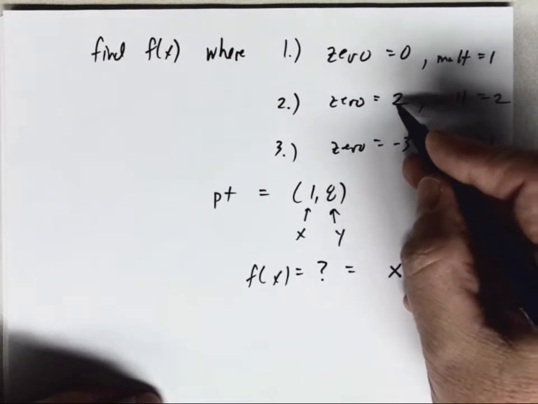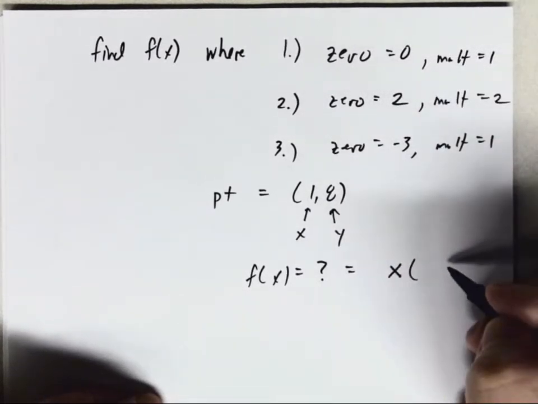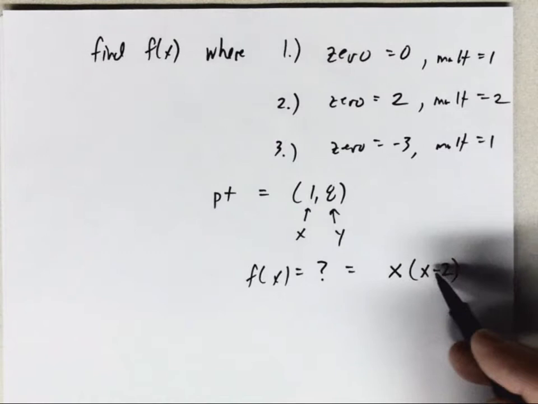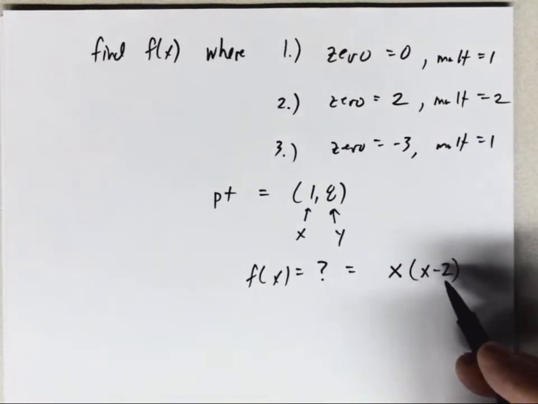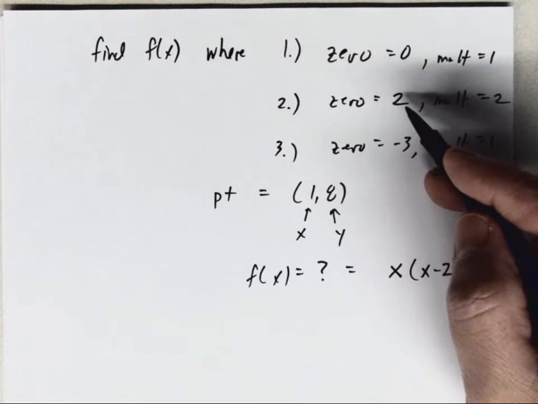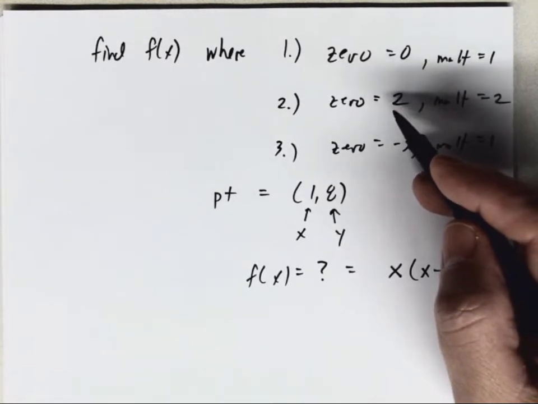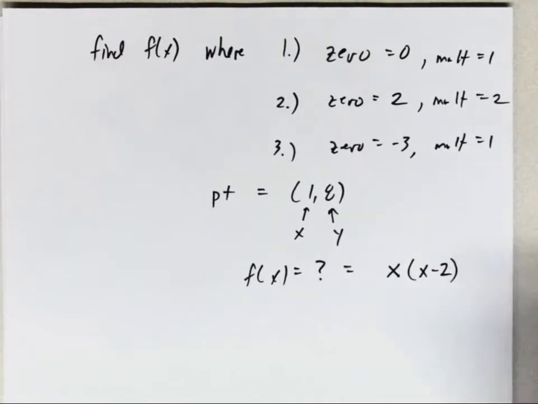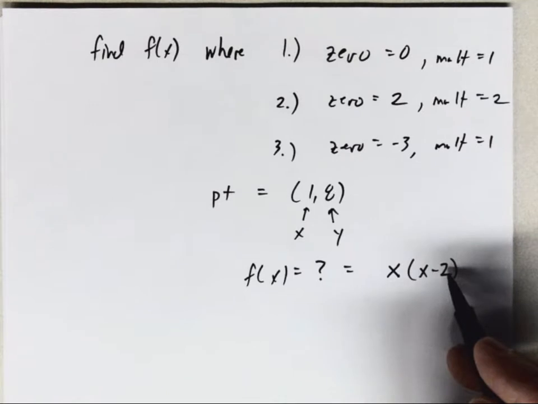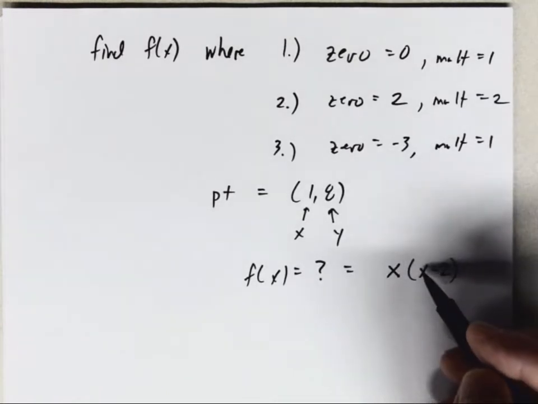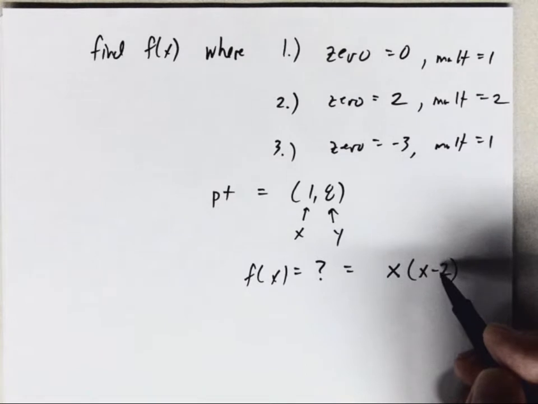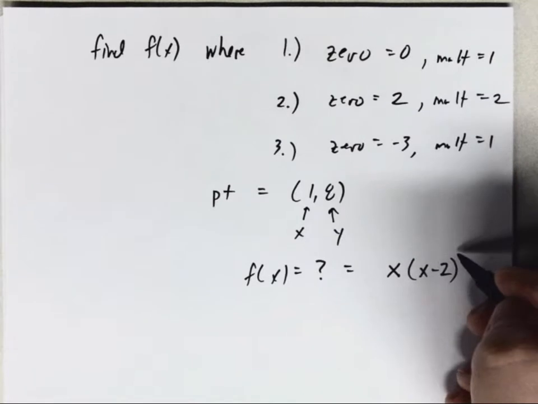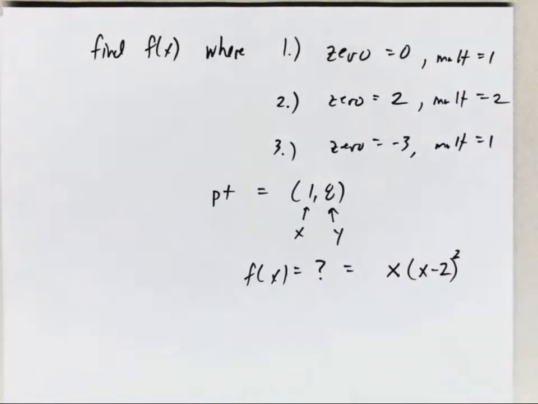What happens if I have a zero of 2? A zero of 2 means I know that I now have this parenthesis. Because a zero of 2 means if I set x equal to 2, that will cause the whole equation to equal 0. Well, that'll only happen if I have x minus 2, because I plug a 2 in for x, and 2 minus 2 is 0. Now for this one, it says the multiplicity is 2, which means the whole parenthesis gets squared.